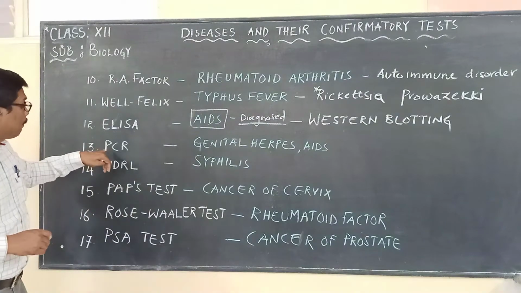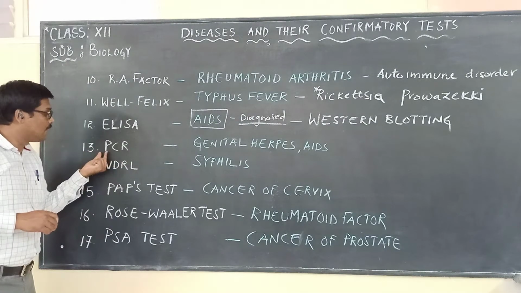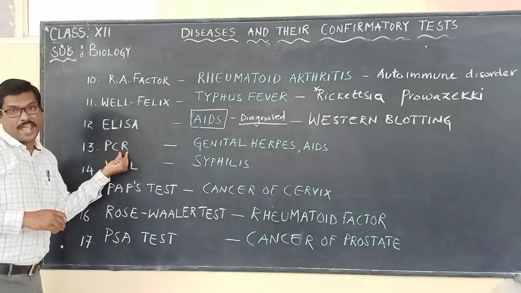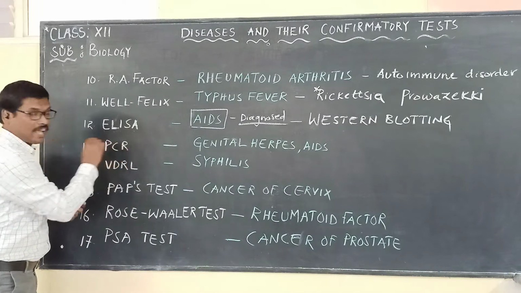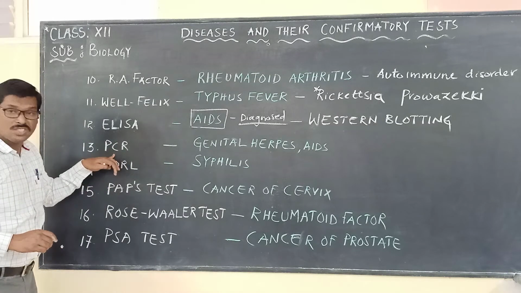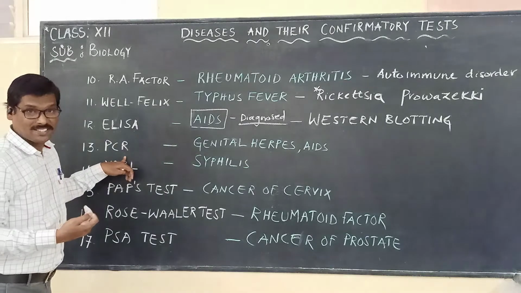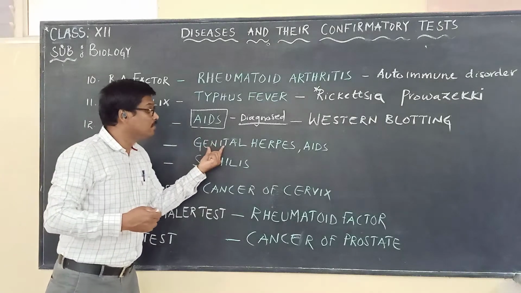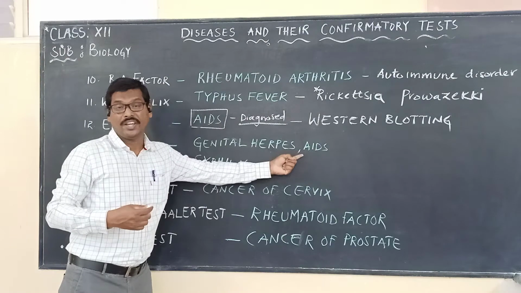And the next one is PCR, polymerase chain reaction. Here polymerase chain reaction is another test that is used to confirm genital herpes and AIDS.